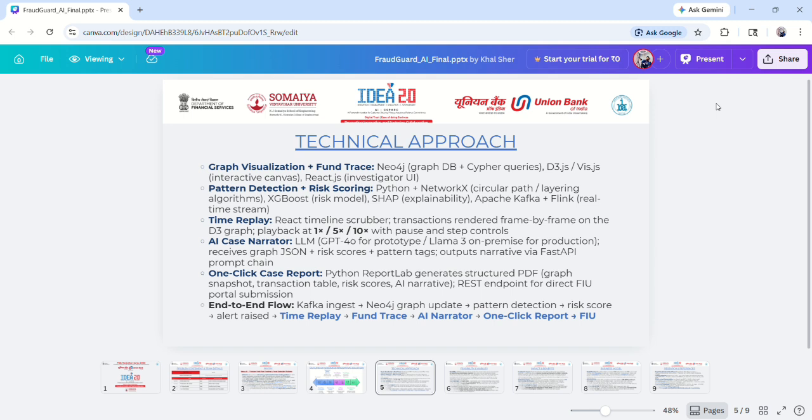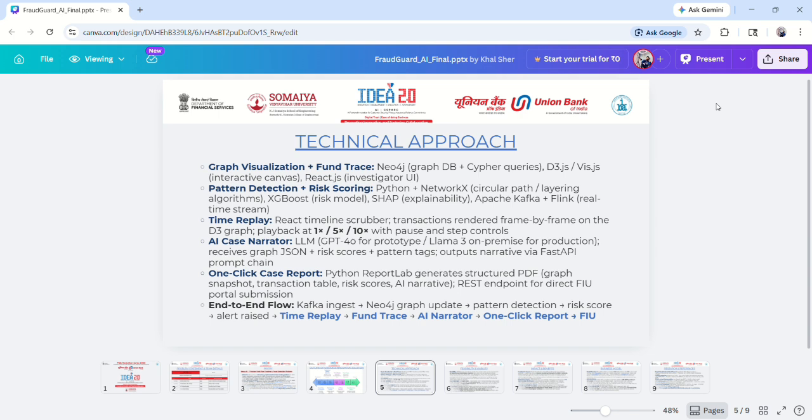Coming to the next, we have pattern detection. It automatically finds fraud patterns like circular transactions. For example, we have three accounts A, B and C. A transfers the money to the B account, the B account transfers the money to the C account, and then again the C account transfers the money back to the A account. This forms a circular transaction.